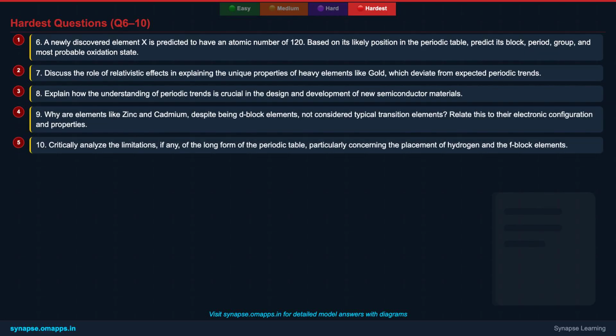If a new element X has atomic number 120, predict its block, period, group, and oxidation state. Discuss relativistic effects on heavy elements like gold. Explain how periodic trends are crucial for designing new semiconductor materials. Why are zinc and cadmium not considered typical transition elements despite being d-block? And critically analyze any limitations of the long form, particularly for hydrogen and f-block elements. These questions will truly test your comprehensive understanding.